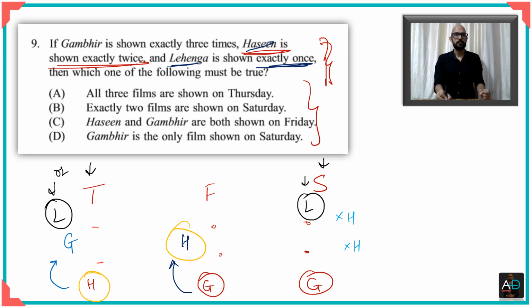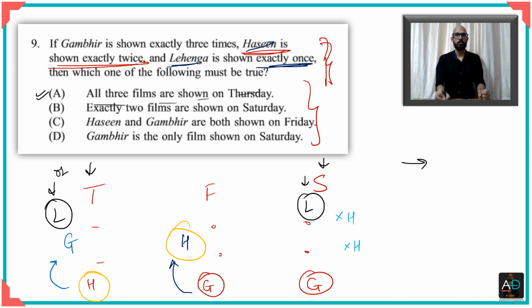So which one of the following must be true? Which means when you are asked as to which one must be true, it means that if it is possible for this not to be true, then it will not be the option. It will not be the answer. Let's first look at option A.